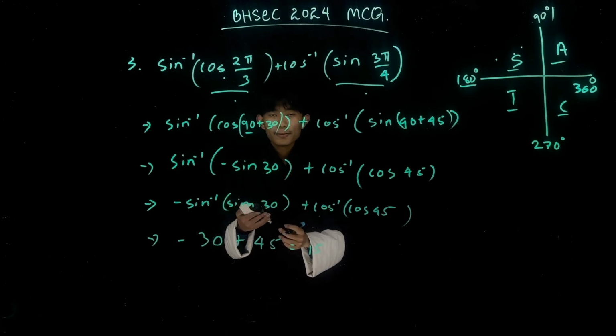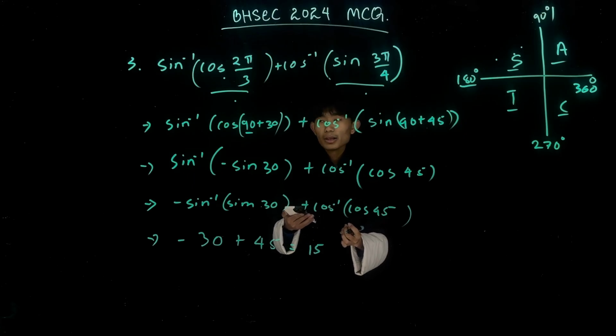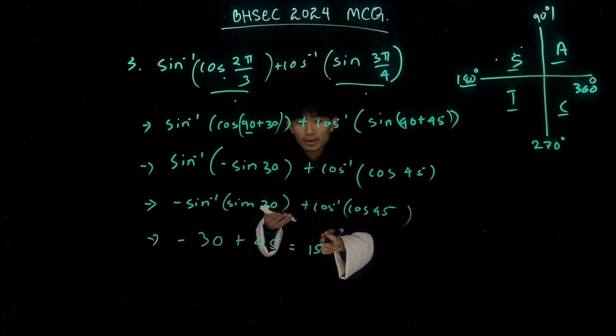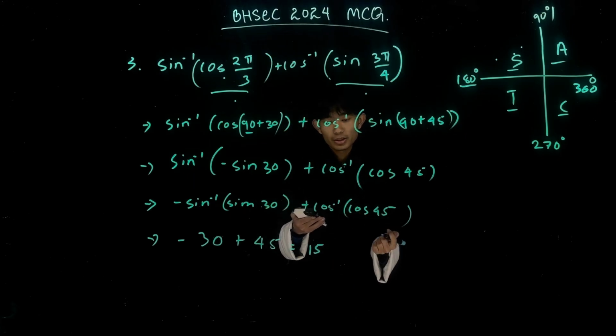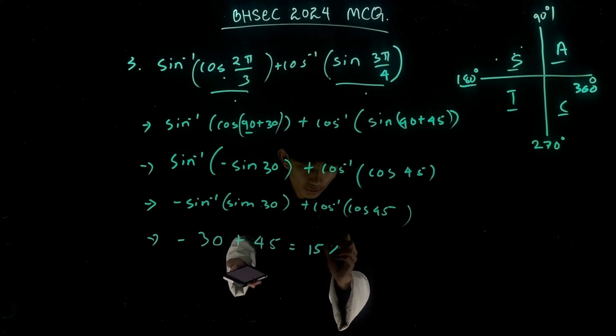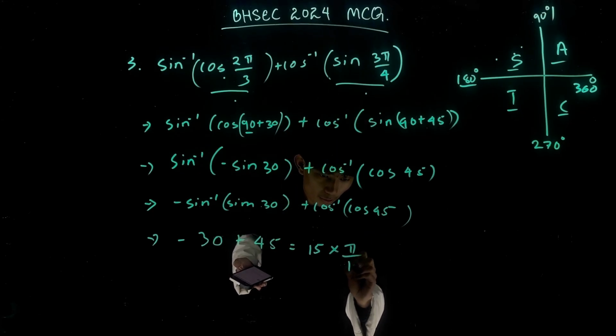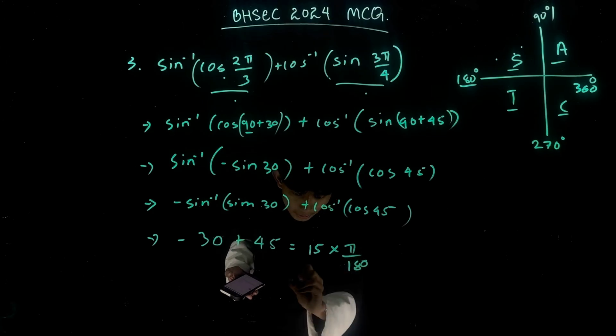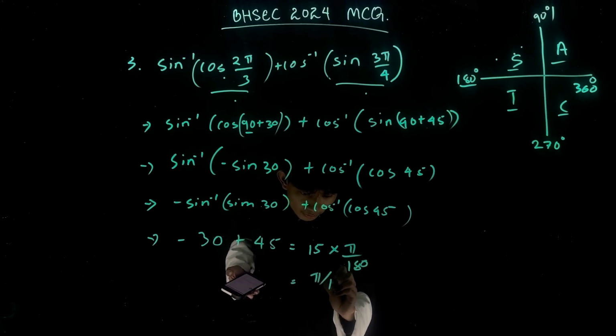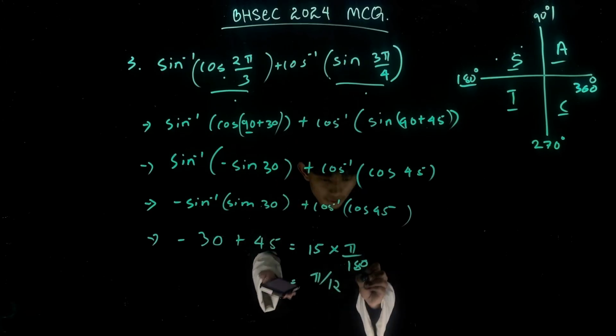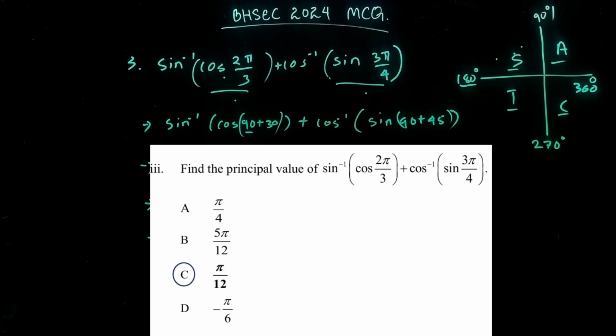But we don't have any answer options in terms of degrees. So what we'll do is change these degrees into radians. To do that, we can just multiply by pi over 180, and this will give us pi over 12 as the answer, and that is option C in your question.